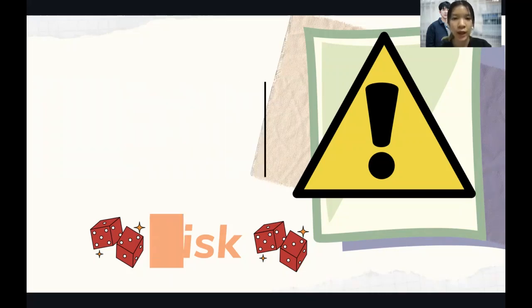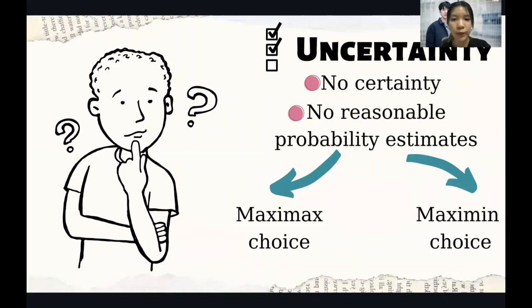And last, imagine what will happen if you face a decision where you are not certain about the outcomes and cannot even make reasonable estimates. We call this condition uncertainty, which means that a decision maker has neither certainty nor a reasonable probability estimate available. So an optimistic manager will follow a maximax choice, which means maximizing the maximum possible payoff, while a pessimist will follow a maximin choice, which means maximizing the minimum possible payoff.